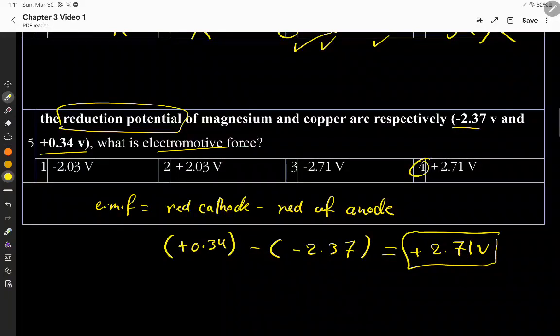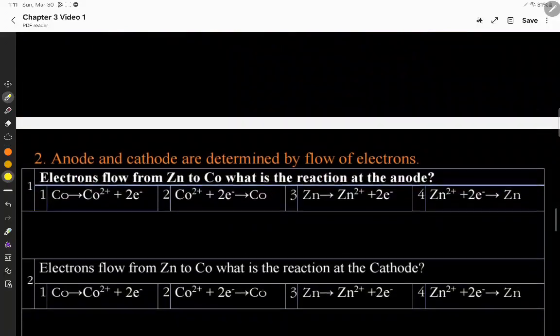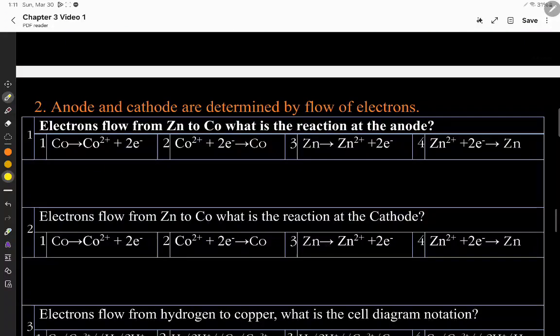So these are the types of questions that can be like this one. Let's see here another type of question. We determine the anode and the cathode from the flow of electrons. Here, anode and cathode are determined by the flow of electrons. They don't give you the reduction potential of the substances, or they can give you the reduction potential, but they tell you electrons flow from one substance to another. Like this one, electrons flow from zinc to cobalt.